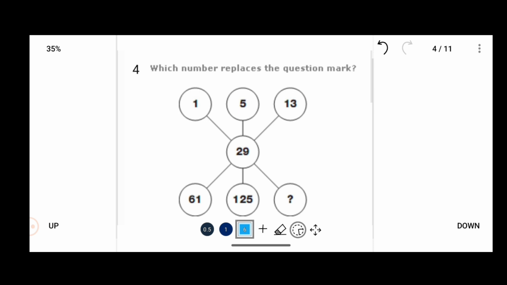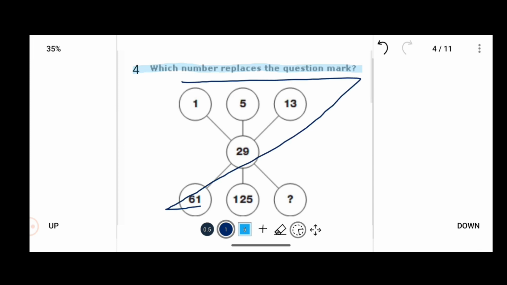Here it is asking which number replaces the question mark, right? So just pause the video and try to solve this puzzle by yourself, and then we'll look at the solution, right? Okay, so I hope that you have tried to solve it by yourself and you would have got the answer. Now let's see the solution. See, the solution is very simple. What you have to do is identify the pattern first of all, and the pattern is very simple. The pattern is actually Z.